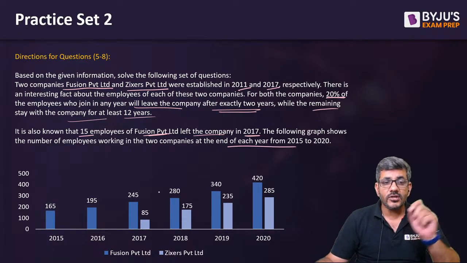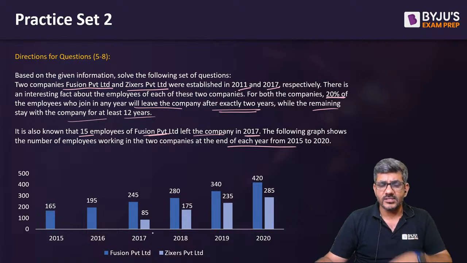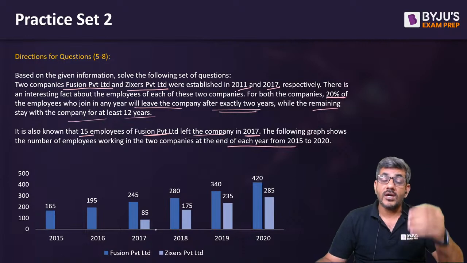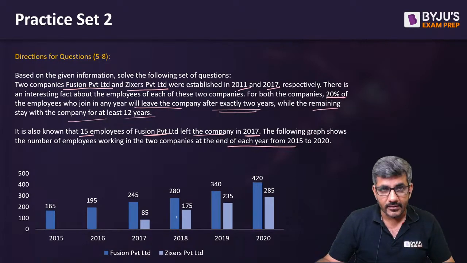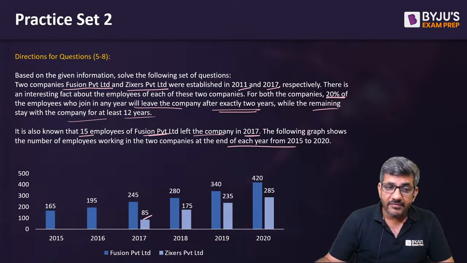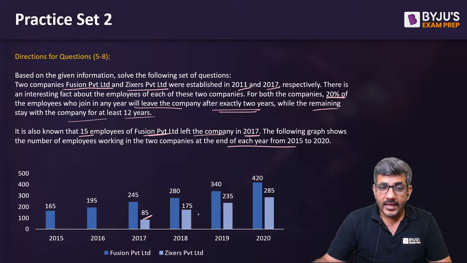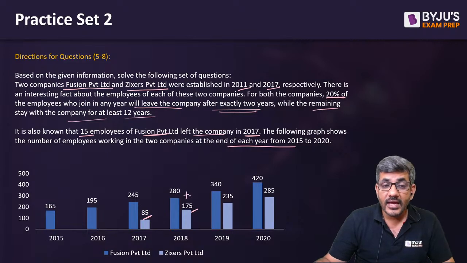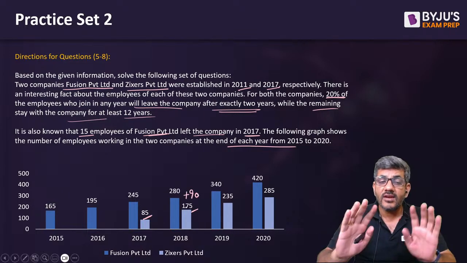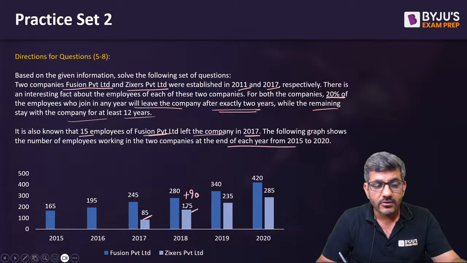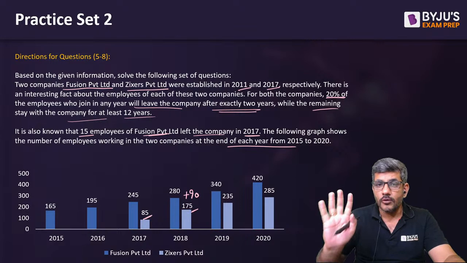Now, first of all, let's talk about Zixers Private Limited. They just started operations from 2017. Whatever number of people join in a particular year, 20% of them leave exactly after 2 years, the rest keep on working. So in 2017, 85 people joined them. And in 2018, there were 175 people working. So can I say in 1 year, no one would have left. Straight away, I can say 90 people would have joined in 2018, right guys? I hope this is clear.